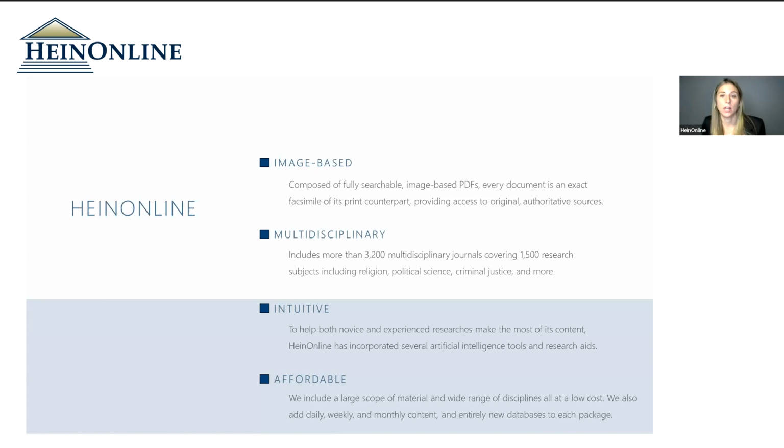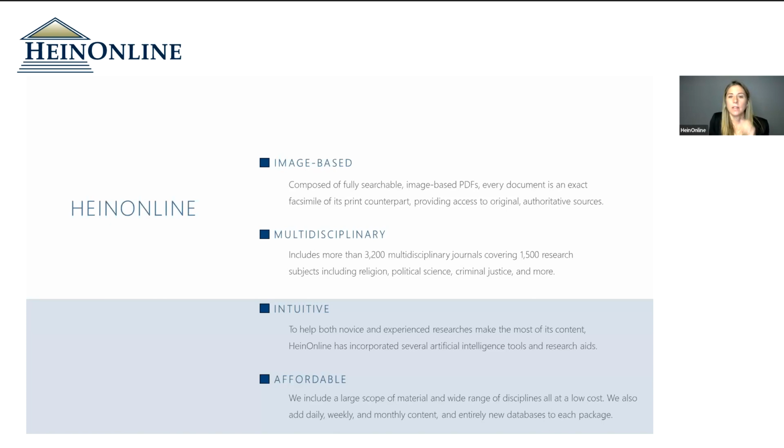HeinOnline is truly a multidisciplinary database. Within HeinOnline, we cover over 40 different academic subjects. This includes history, political science, religious studies, women's studies, business, law, economics, criminal justice, and so much more. We also have over 3,200 multidisciplinary journals. Within these journals, we cover over 1,500 research topics. Just to name a few of the research topics covered, we have a substantial amount of content on human rights, international relations, military law and government, law of the sea, war and peace, business, art, even arts. So 1,500 different topics covered within these 3,200 journals that we have.